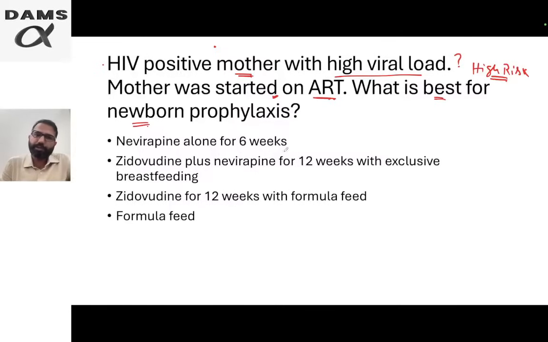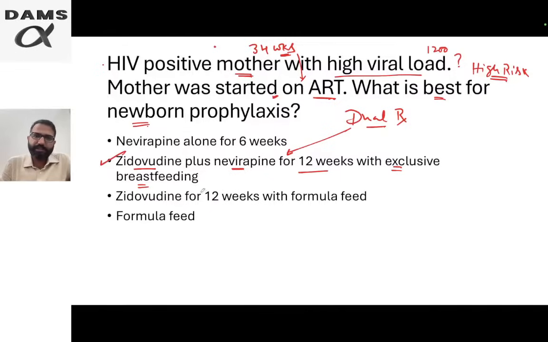In a high risk mother we use the dual therapy. Okay, so 1200 is definitely the high viral load, so we give the dual therapy. In dual therapy we use zidovudine and nevirapine. Okay, 34 weeks, no worries, even if 34 weeks, start the mother on ART and give the prophylaxis. So we start zidovudine plus nevirapine. Dual therapy has to be given, and if with breastfeeding, then it is definitely for 12 weeks. Without breastfeeding, it is for 6 weeks. So zidovudine plus nevirapine for 12 weeks and exclusive breastfeeding.